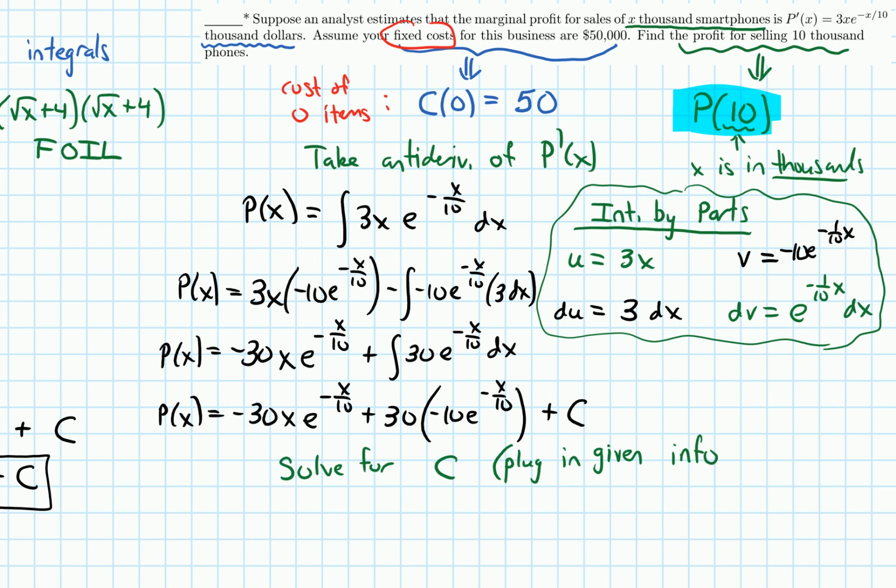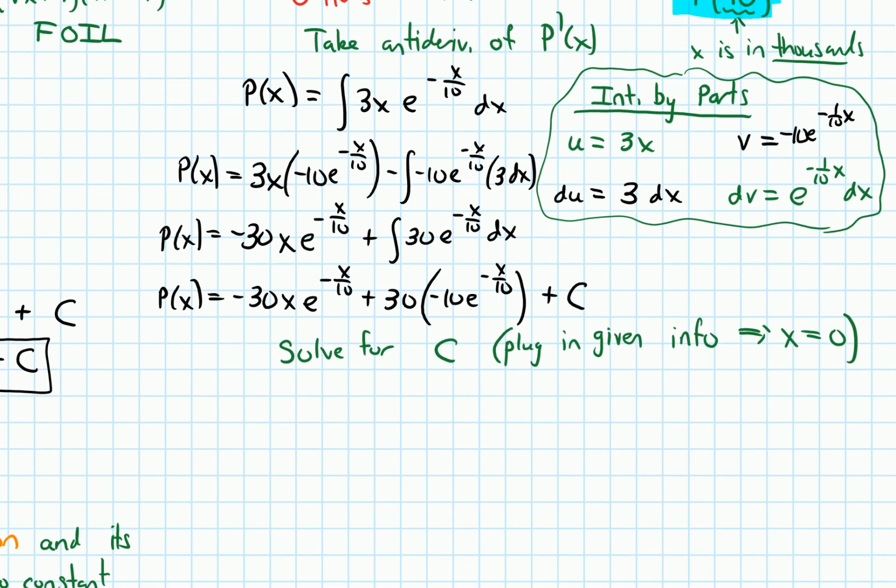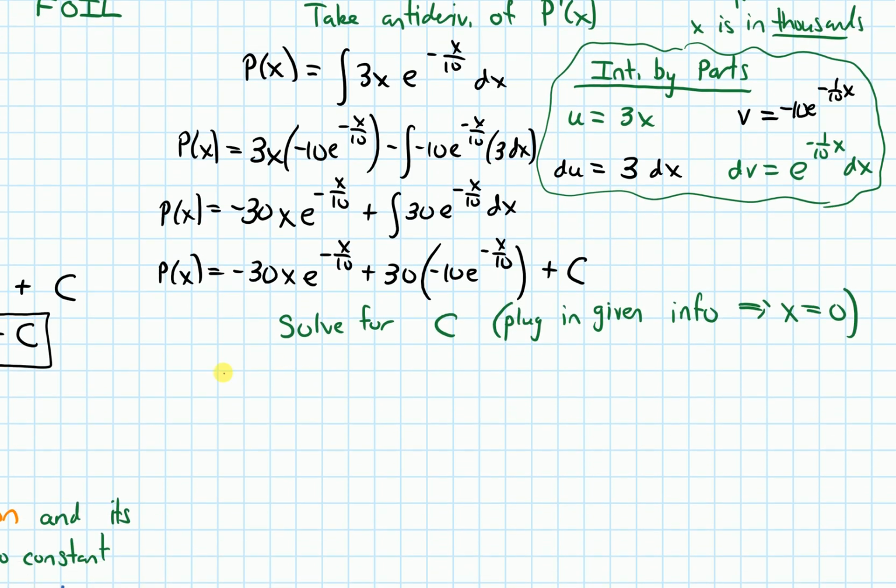And we have information about the fixed costs, which involves plugging in 0 for the x. So we're going to plug in 0 for the x. If we do that, on the left-hand side, we'll get P of 0. On the right-hand side, we'll get negative 30 times 0 times e to the 0, and then 30 times negative 10 is negative 300 times e to the 0, plus c.